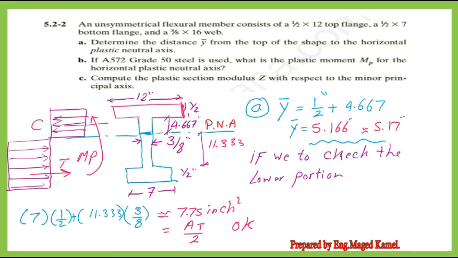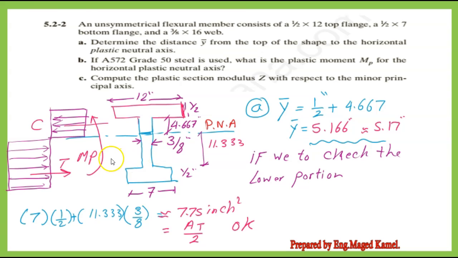In the third slide, we will estimate the y bar distance, which is the distance from the top of the upper flange to the plastic neutral axis. We add 1/2 inches to y1. We will have y bar equal to 5.166 inches, which is approximated to 5.17 inches.